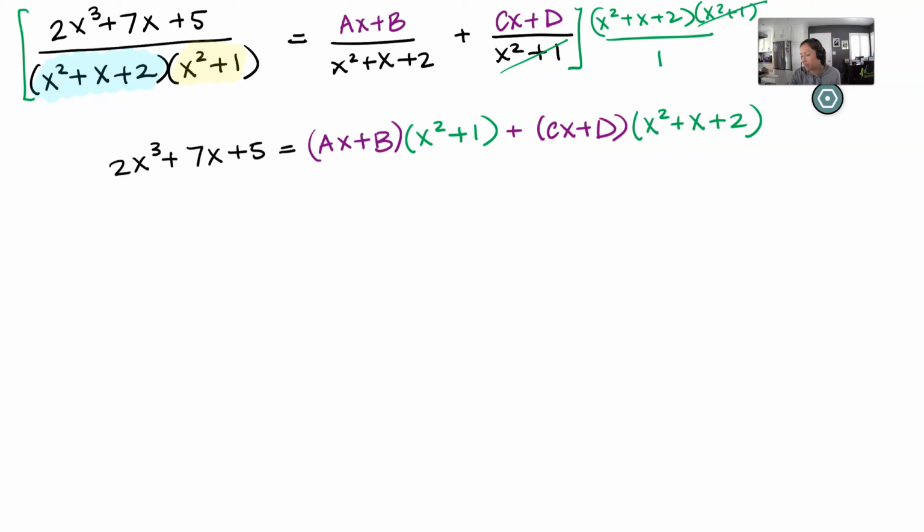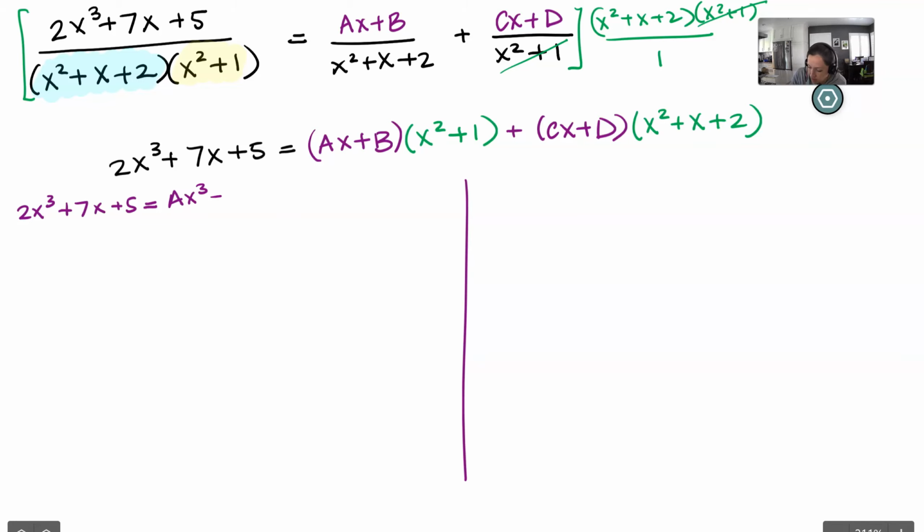So we have two ways to make that system. We can still go with the book method, which means I'm going to start out. I'll even put a line here. I have this 2x cubed plus 7x plus 5 is equal to, I got to distribute everything over there. It looks like I got an ax cubed plus ax, just distributed that to both of those other terms, plus a bx squared plus b. I still got to do the whole second piece of this.